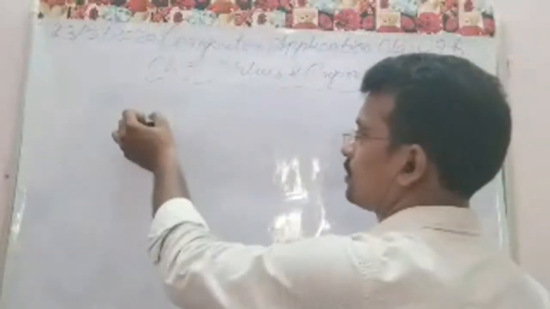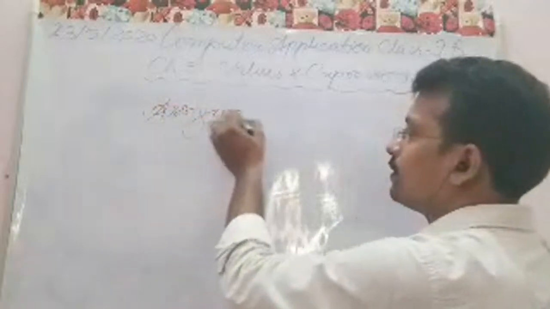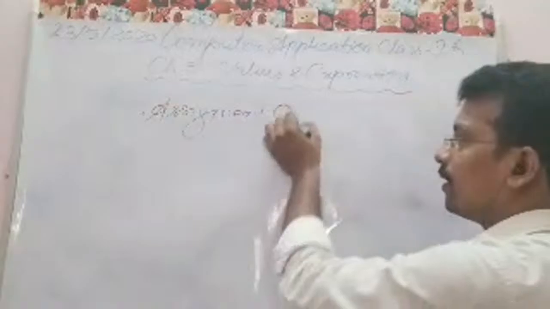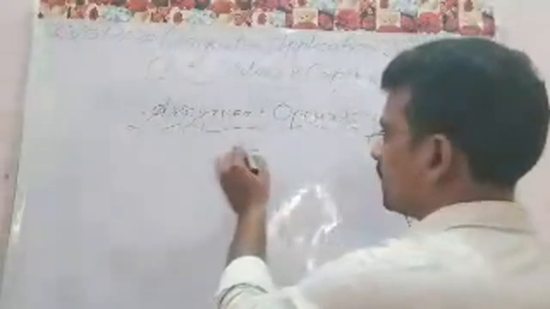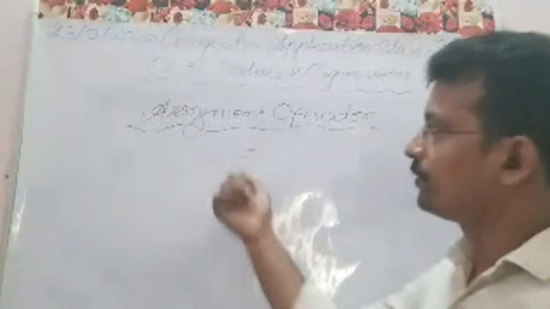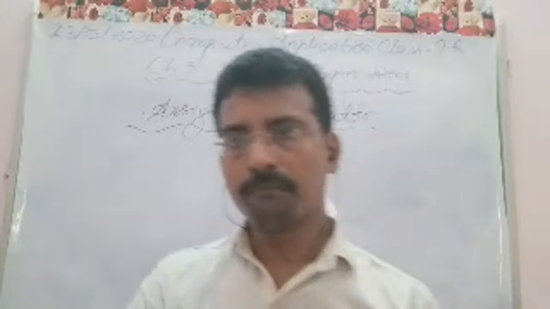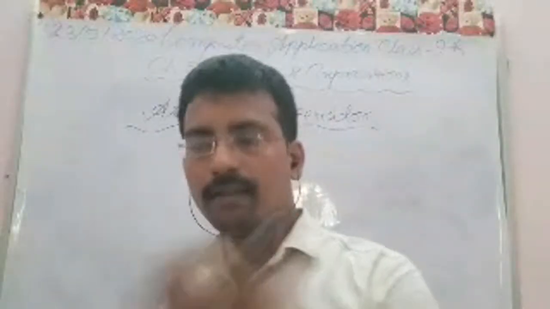The next category of operator in your syllabus is called the assignment operator. The assignment operator is represented with a single equal sign. Mostly students understand it and use it as an equal to operator, which is completely wrong. The assignment operator is basically to give a value to a variable, to assign a value to a variable.